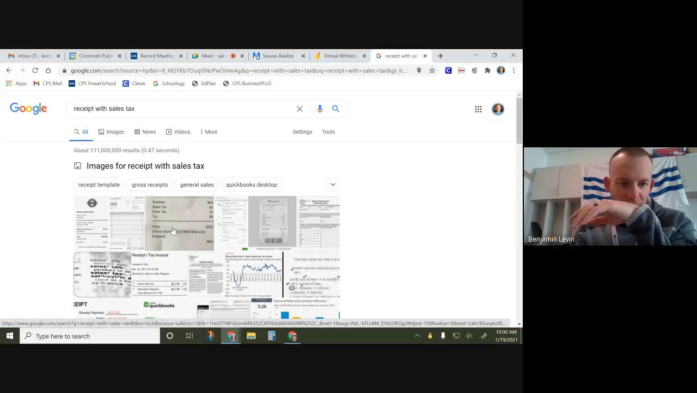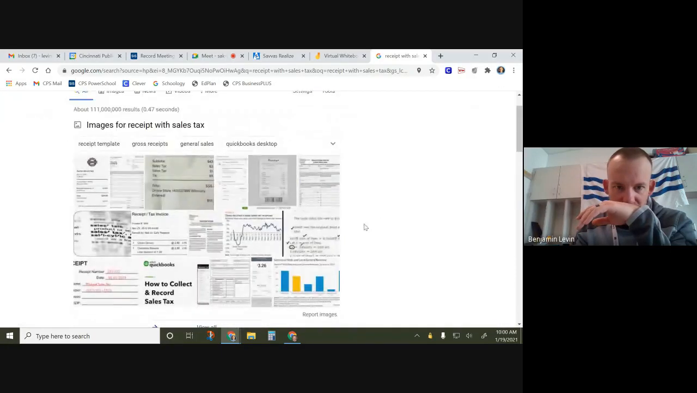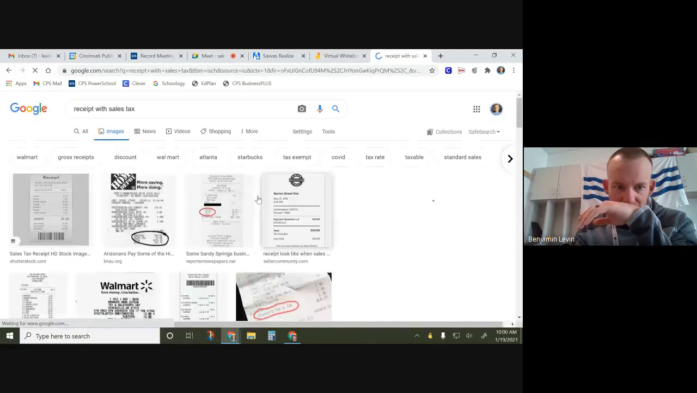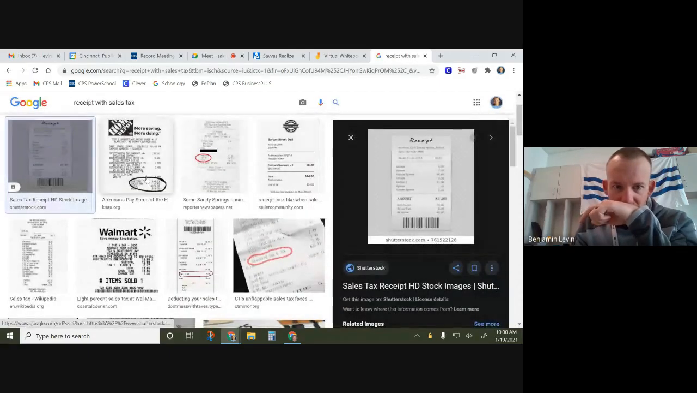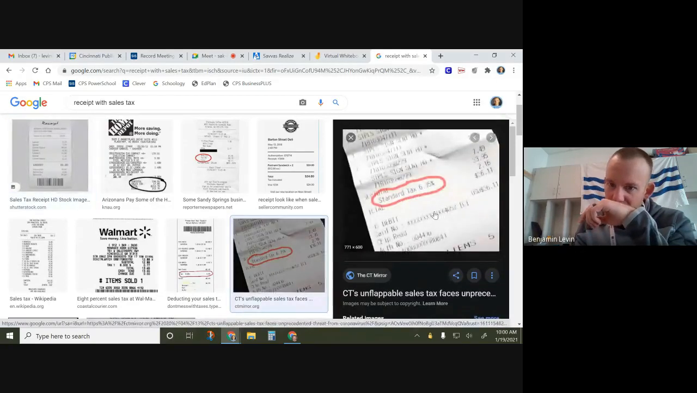So you look at, which is a good one here. Aha. Here's a receipt from Home Depot. Oh, let's do this one. This one's even better. Here you go. At the bottom, it says subtotal $33.95. And then it says standard tax 6.35%, right?